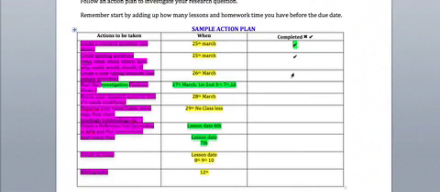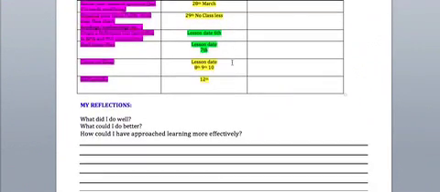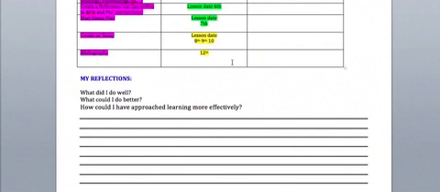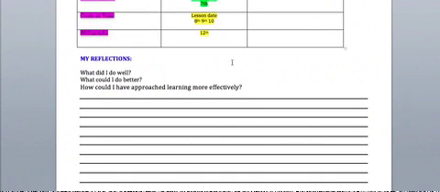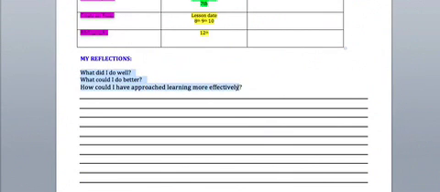Okay, so sample action plan. There's one more thing to the action plan, and that comes right at the end. Right at the end, you want to have a bit of a reflection about your action plan. And so, in a few sentences, say, what did you do well? What could you do better? And how could you approach the learning differently? Have a think about it, pop it in here. You may even jot some points down as you do your assignment. That would be smart.